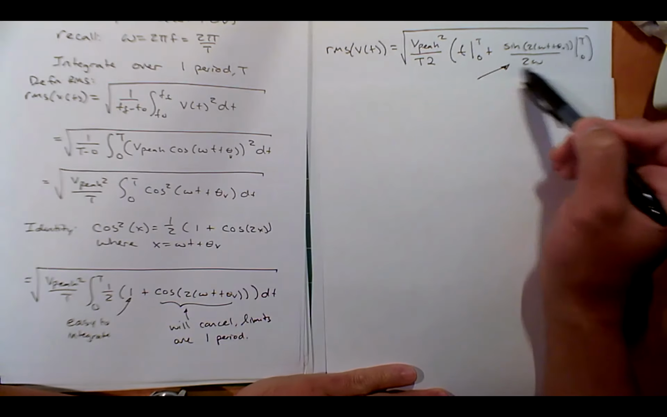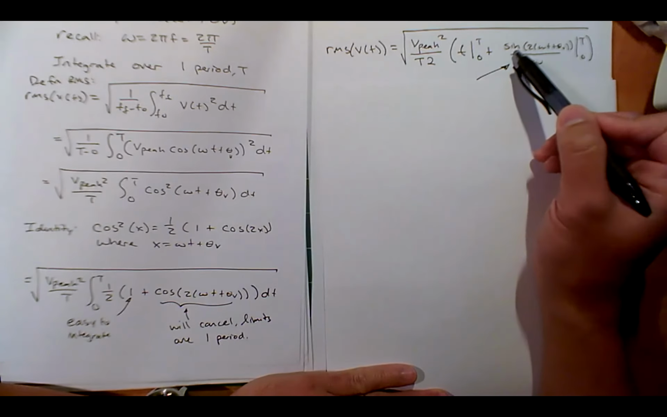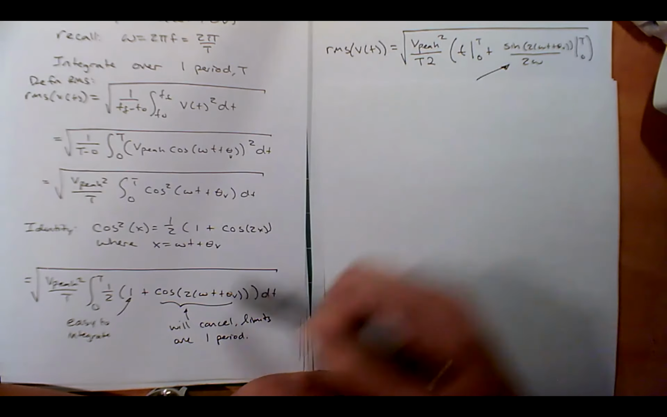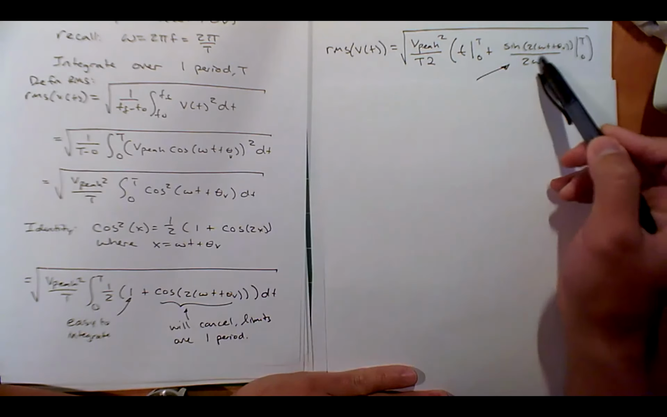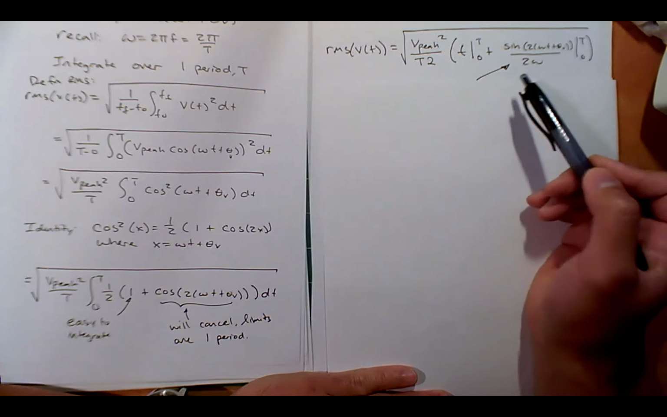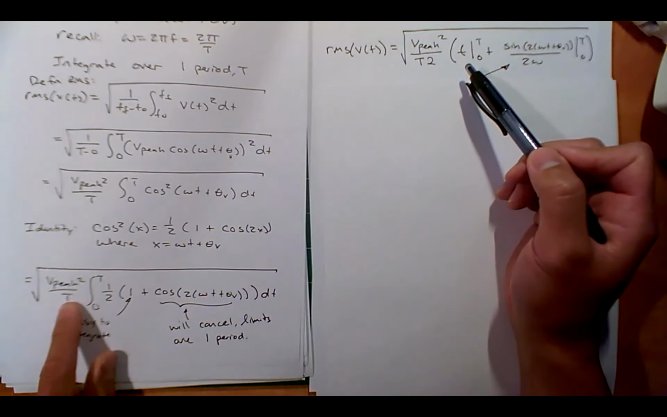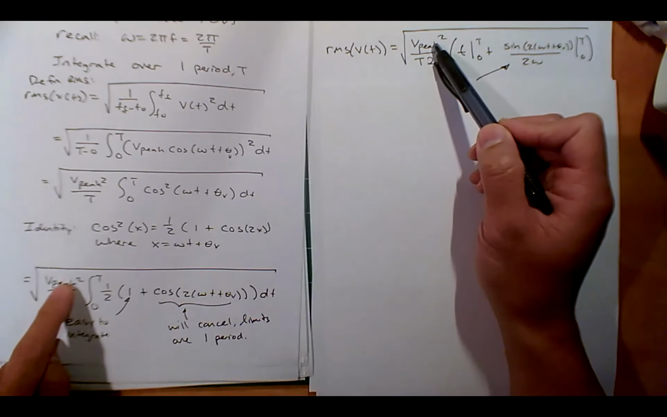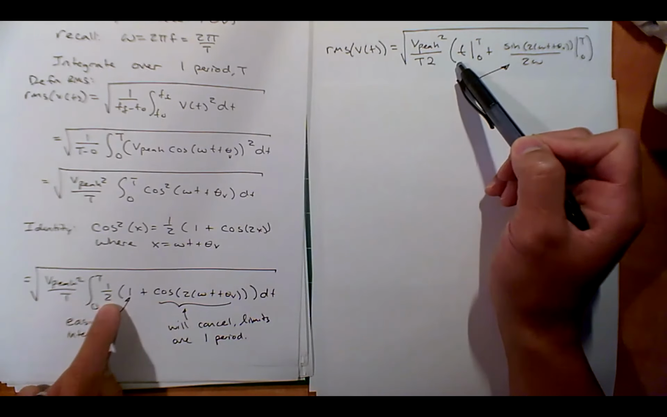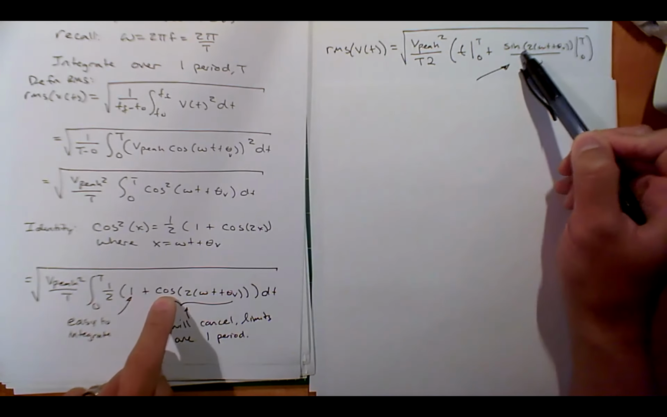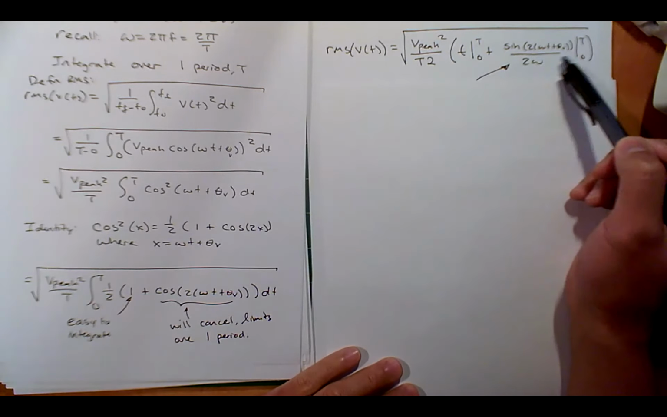Because if I took the derivative, let's double check. If I took the derivative of this, I'd get cosine of 2 omega t plus theta v times 2 omega. So if I have that extra 2 omega, I have to cancel it out here. Okay, that makes sense. That 1/2 also pops out. So I get V peak squared, t over 2, the 1/2 has gone, this becomes t, and this becomes sine of 2 omega t plus theta v, over 2 omega.